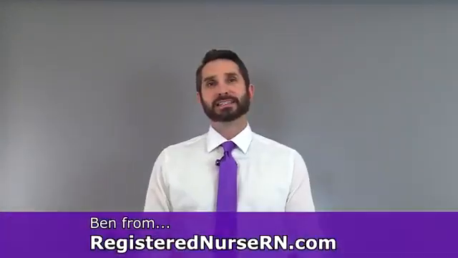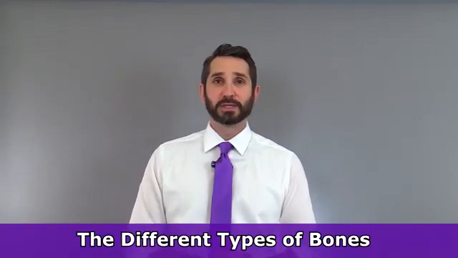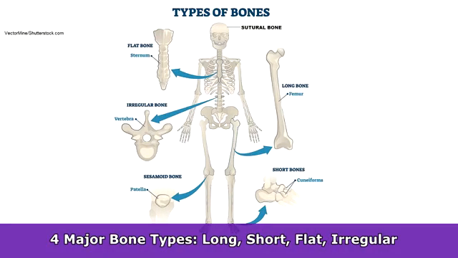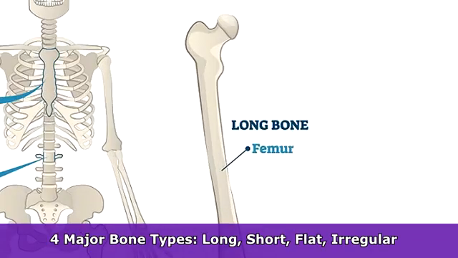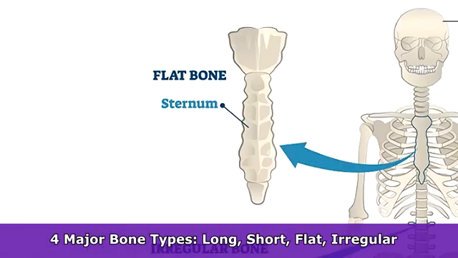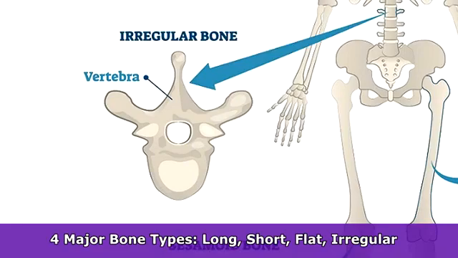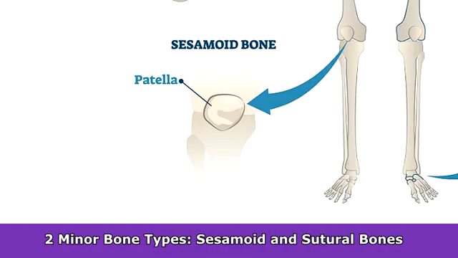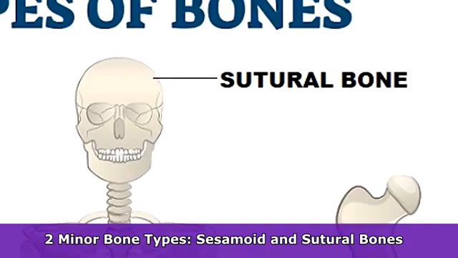Hello everyone. In this anatomy lesson, I'm going to talk about the different types of bones found in the human skeleton. And as you've probably noticed, bones come in different shapes, so anatomists like to classify them into different categories. We have four major categories of bones: long bones, short bones, flat bones, and irregular bones. And we also have two minor categories of bones, which are the sesamoid bones and the sutural bones.